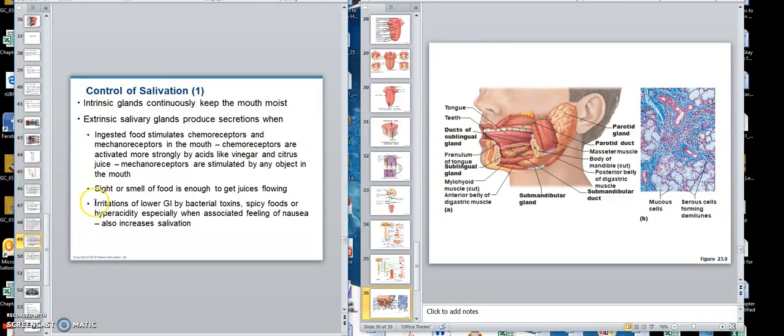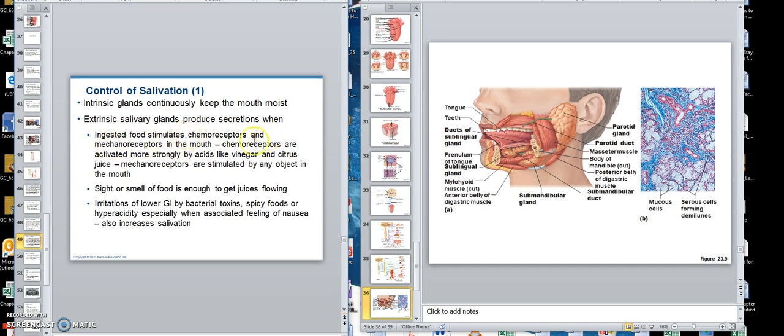Control of salivation. We talked about the salivary glands producing secretions. The intrinsic glands continuously keep the mouth moist. Now, the intrinsic glands are the ones, again, in the cheeks and everywhere. The extrinsic ones are the ones outside. That would be the parotid, submandibular, sublingual. Extrinsic glands produce secretions when ingested food stimulates chemoreceptors and mechanoreceptors. In other words, the food just being there.